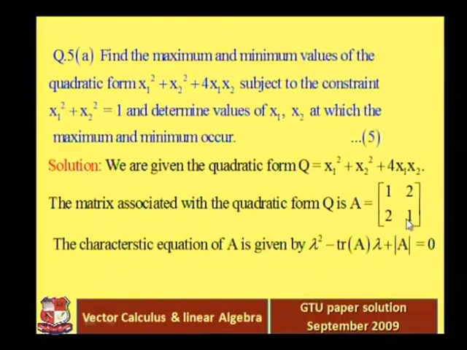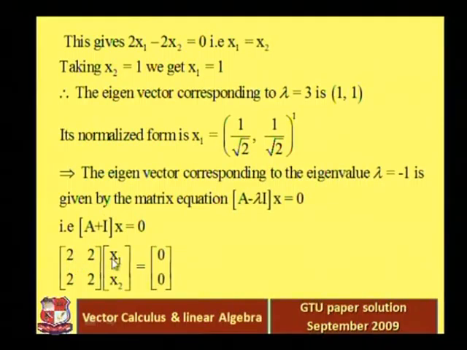1 plus 1 is 2, 2 plus 0 is 2, 2 plus 0 is 2, and 1 plus 1 is 2. So again you will get 2 2, the first row is 2 2, the second row is also 2 2, times x1 x2, that is equal to 0 0.